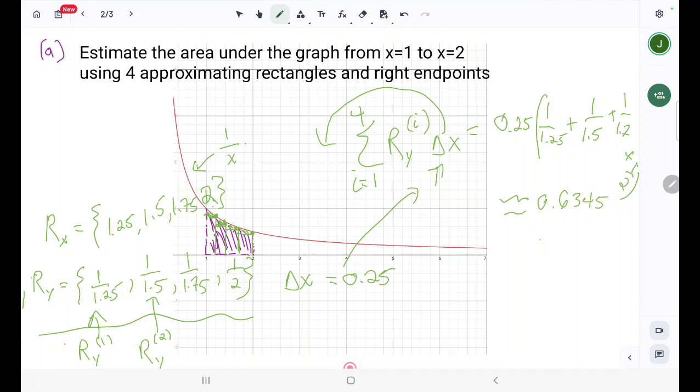And we already kind of should have guessed that since there's area up here that's not getting covered, this is going to be an underestimate. And in fact, the true value of this ends up being the natural log of 2, which you'll learn later on, which is approximately equal to 0.6931. Okay? So that was it for part A.